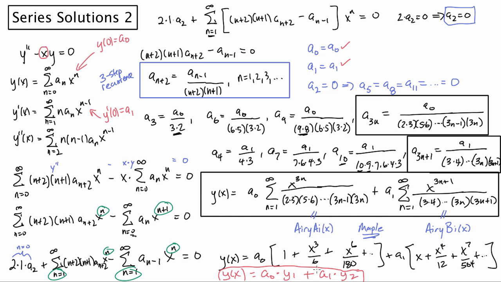Now I have not proved to you that these form a fundamental set of solutions. We could do that using the Wronskian and looking at the determinant of these two, but they do indeed form a fundamental set of solutions. So Airy Ai and Airy Bi are the fundamental set of solutions using the series solutions method for this differential equation y double prime minus xy equals 0.